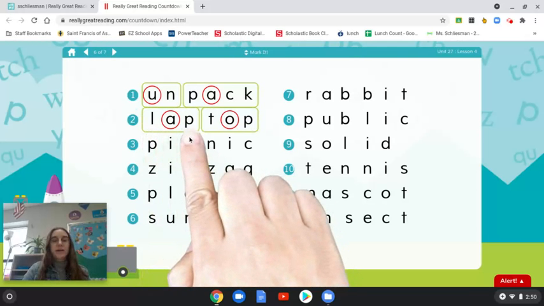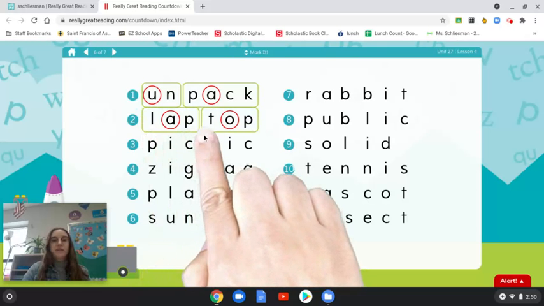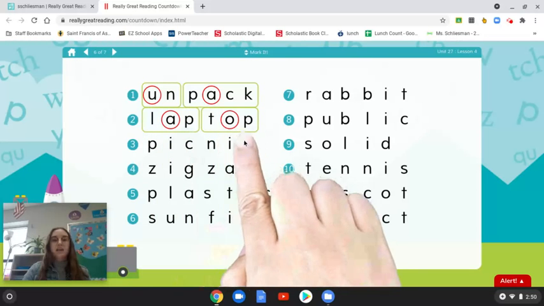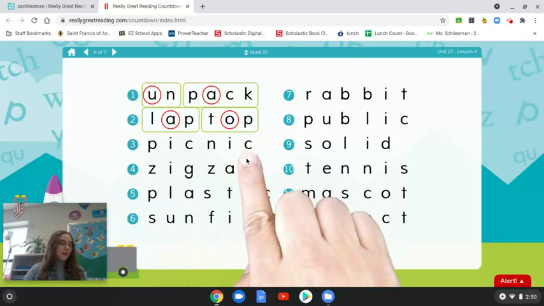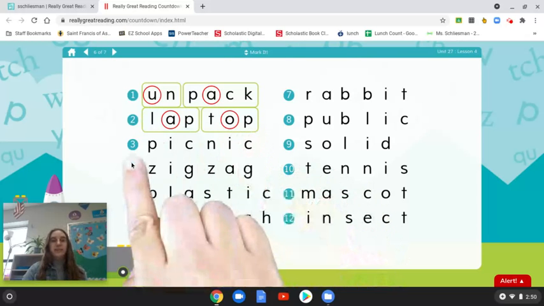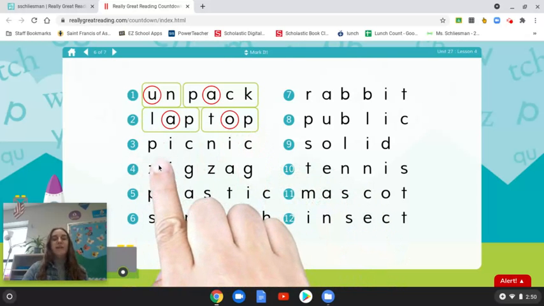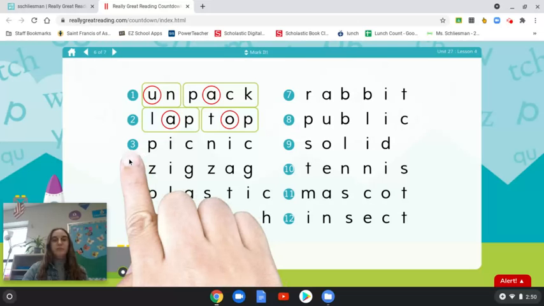L-A-P. Lap. T-op. Top. Laptop. Good. We'll do one more together. Let's look at number 3. How many vowels do you see in this word? 2. Can you circle the 2 vowels?